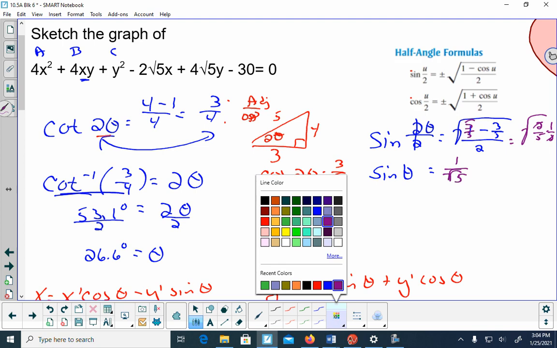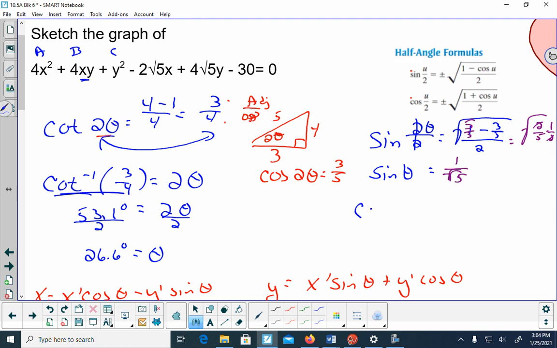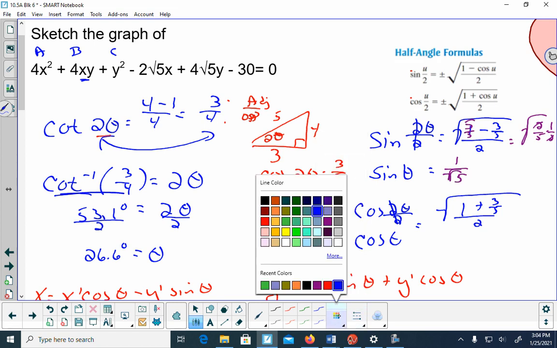Now I'm going to do the same thing for the cosine of 2 theta. The cosine of 2 theta over 2 will give me the cosine of theta. So that's going to be the square root of 1 plus 3/5 all over 2. Again, I'm going to replace that 1 with 5/5.